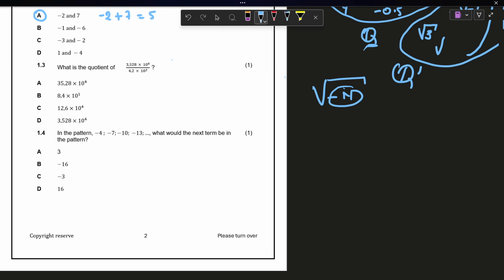I forgot I needed to connect a calculator. Let me see if I can connect a calculator right here. I'll have to pause this.